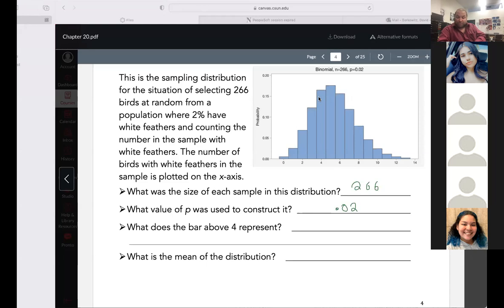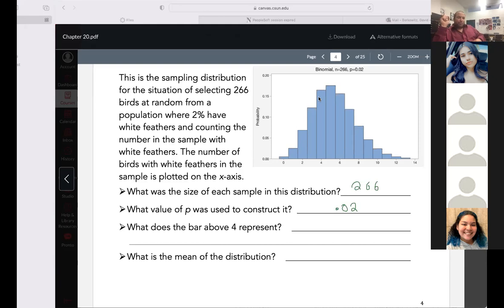So 17% of the feathers that come off. So 17% of the 266? No, 17% of my samples. Not 17% of 266. It's 4 of 266. I took lots and lots of samples. 17% of my samples had 4 birds with white feathers that come off, according to Harmony.